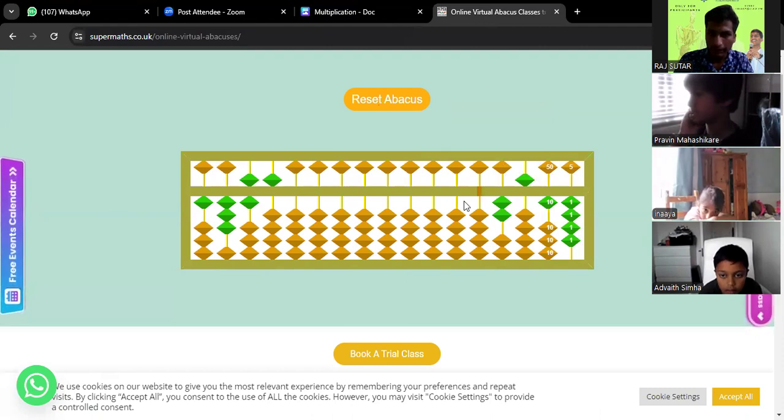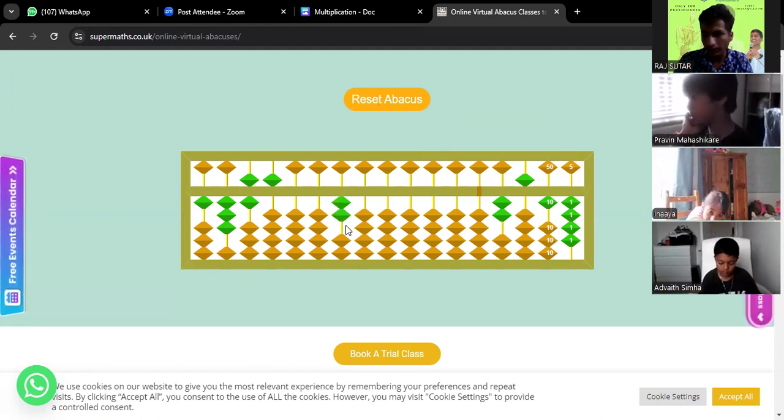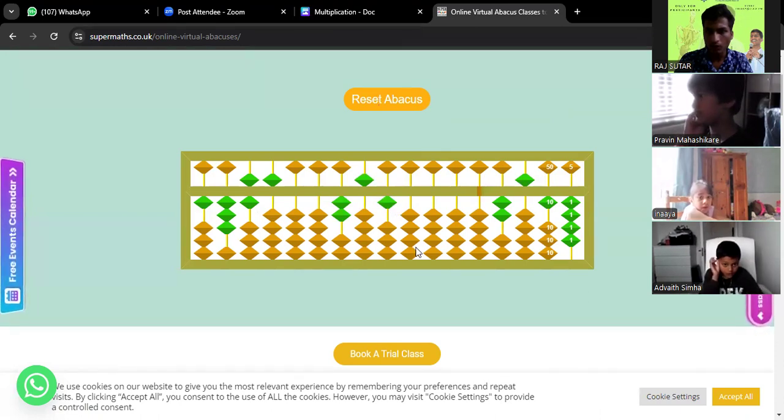So see, 1 multiplied by 2 is 02. So see, this is 3rd, 6th, 7th, 8th rod. This is the 8th rod. So 0 on the 8th rod, 2 on the 7th rod. Getting it? Please focus on the screen. Then 1 multiplied by 5 is 0, 5. So 0 on this rod, 5 on this rod. Then 1 multiplied by 1 is 0, 1. Then it's 0 on this rod, 1 on this rod. Then 1 multiplied by 4 is 4. So 0 on this rod, 4 on this rod.